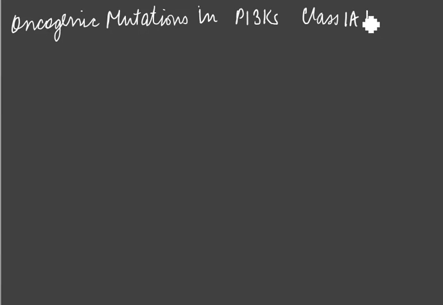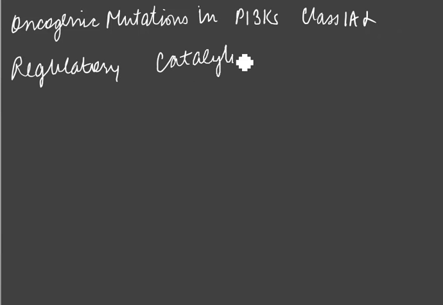In this video, we'll talk about oncogenic mutations in PI3Ks, and specifically, we're talking about class 1A alpha. Okay, so we know that there's a regulatory subunit and there's a catalytic subunit. The regulatory subunit is the P85, and this would be the P110 alpha.